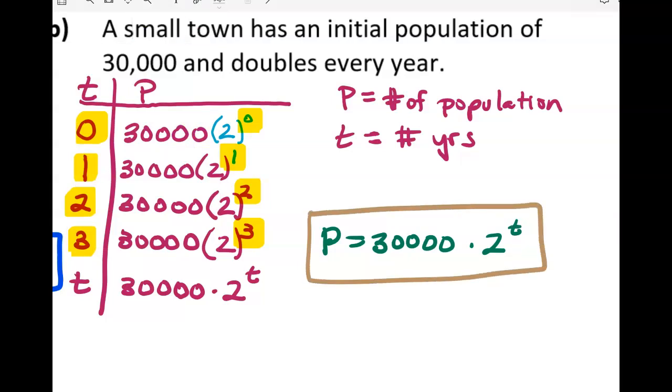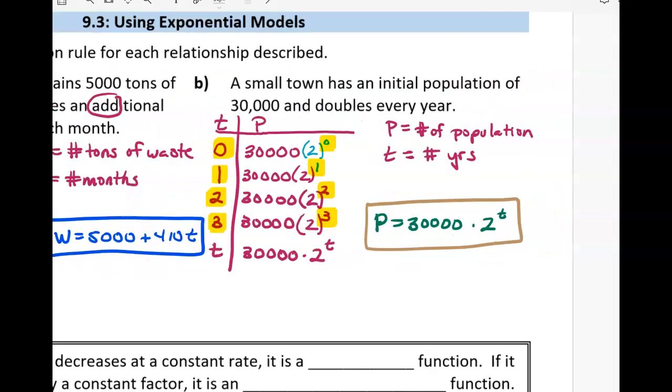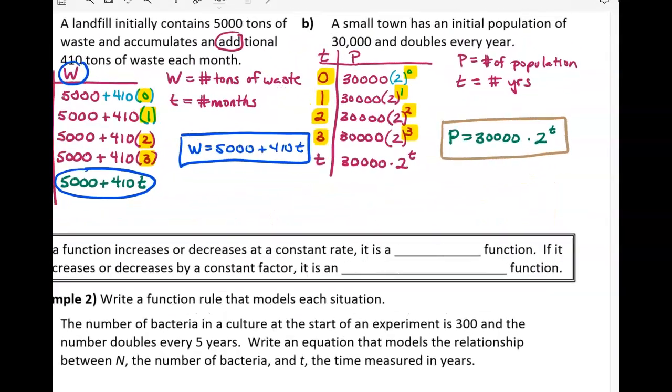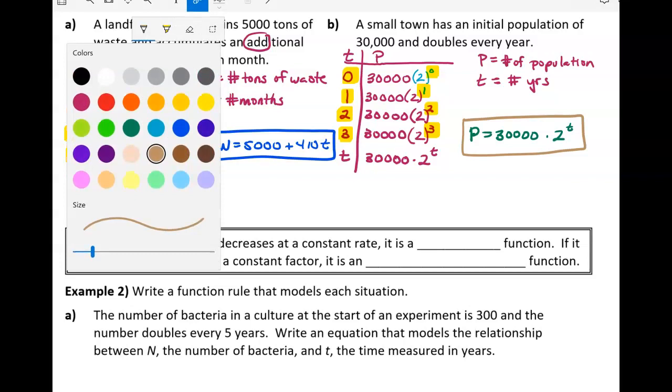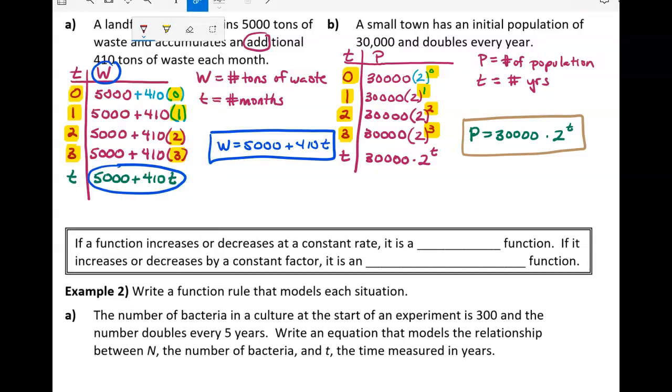We'll use the parentheses around the 2 if you have a fractional value there, but if it's a whole number, it's not necessary. All right, so let's contrast these two situations. In A, we had a function, the amount of waste, that was increasing by a constant rate, 410 every month. That turned out to be a linear type of function.